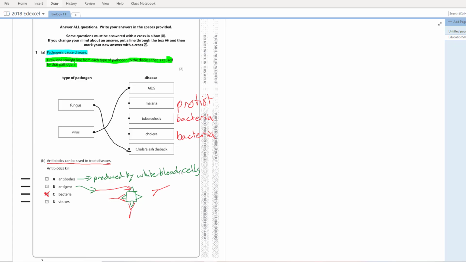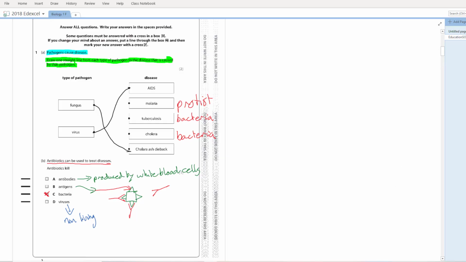And then the last response is viruses. A common thing about viruses is that viruses are non-living. So this is some of the information that you should know while you're answering this question.